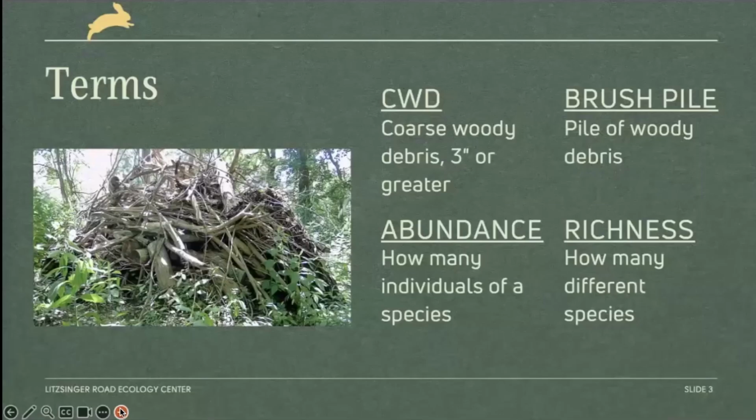And before we get too into the meat and potatoes of it, I wanted to talk about some terms that we'll be using throughout the presentation, just for your guys' knowledge. So the first is coarse woody debris, or CWD, and that is any woody debris that is greater or equal to 3-inch diameter. So about this. I guess I have a yardstick so I could show you, but about like this. And so that is any logs or big branches that you would see that is just scattered in the forest.